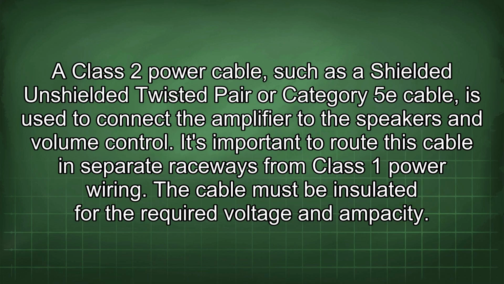A Class 2 power cable, such as a shielded twisted pair or Category 5E cable, is used to connect the amplifier to the speakers and volume control. It's important to route this cable in separate raceways from Class 1 power wiring. The cable must be insulated for the required voltage and ampacity.